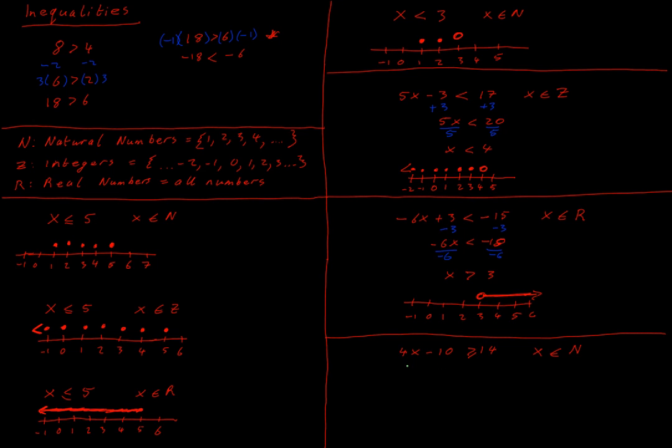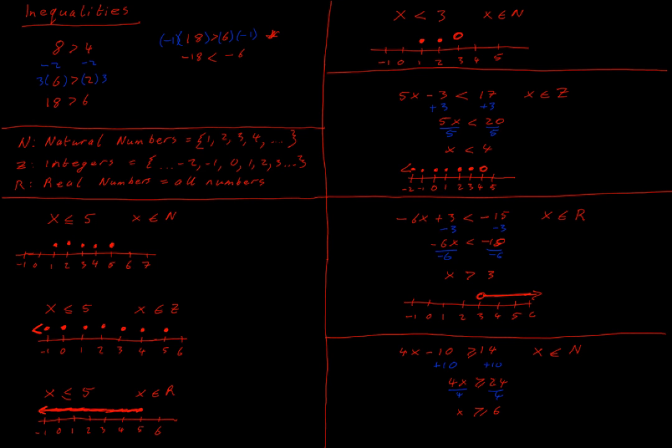Finally, I'm going to rearrange this one. I'm going to solve this one to find out what x would be. So I don't want my minus 10 here. I want to add 10 to both sides. So I get 4x is greater than or equal to 24. Divide both sides by 4 to get x by itself. And x is greater than or equal to 6.